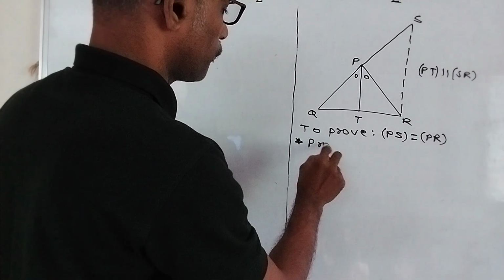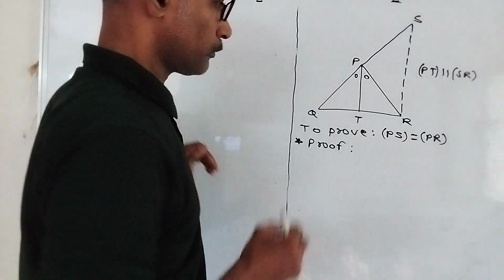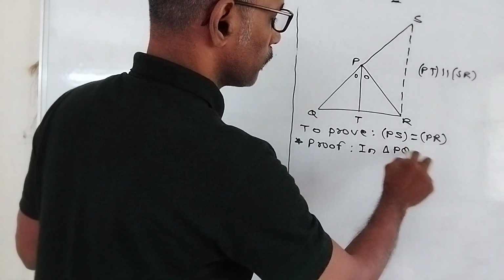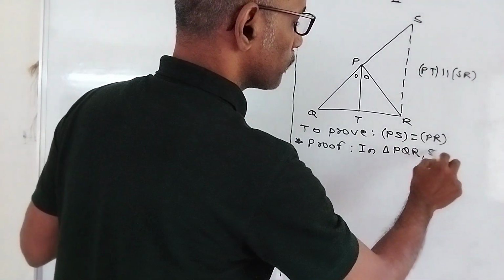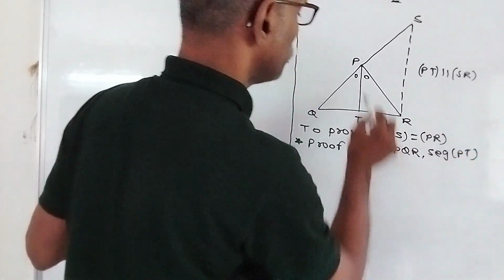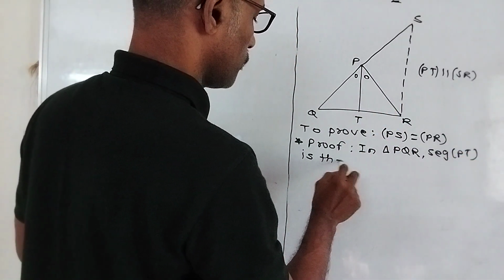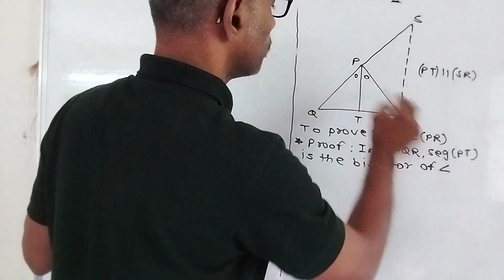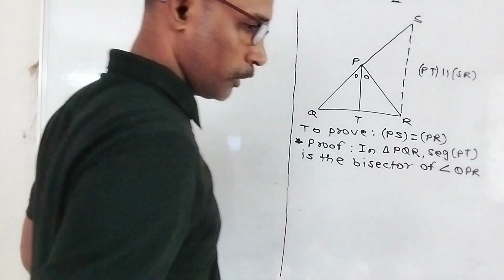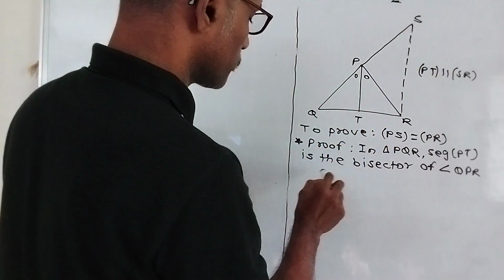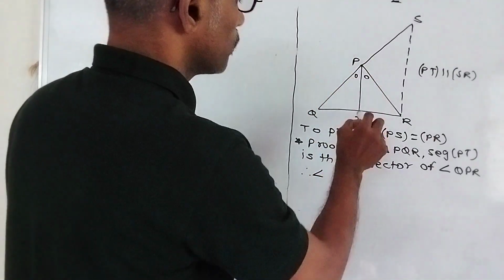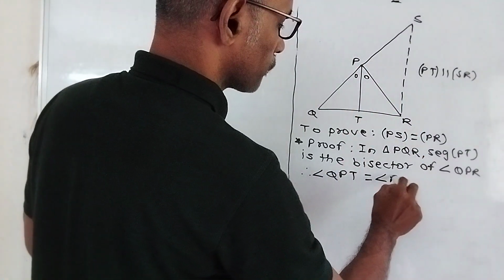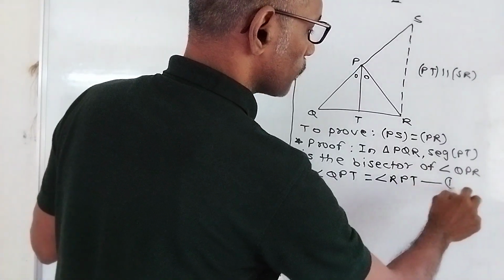Now, proof. See carefully. In triangle PQR, segment PT is the bisector of angle QPR. Did you understand? Now, when this is the bisector, therefore, angle QPT is equal to angle RPT. This is equation number 1.